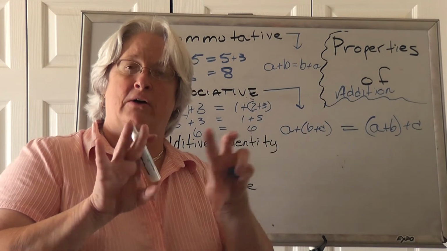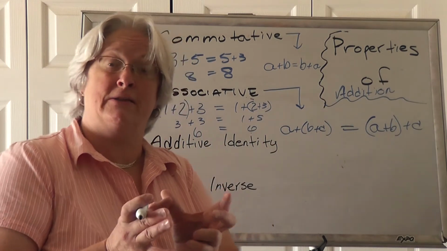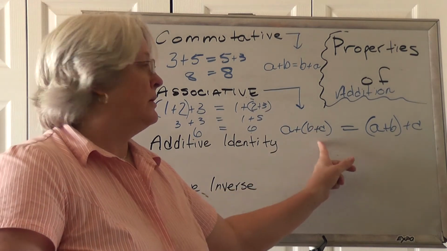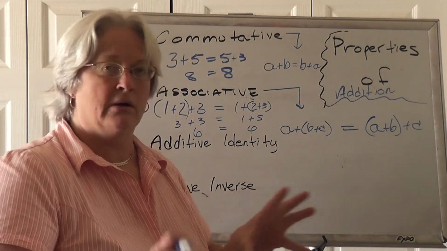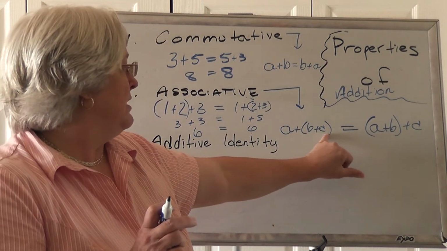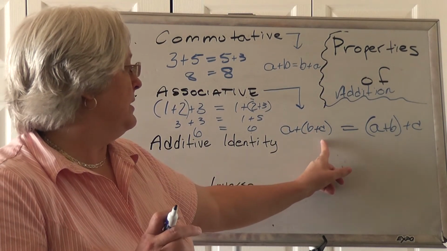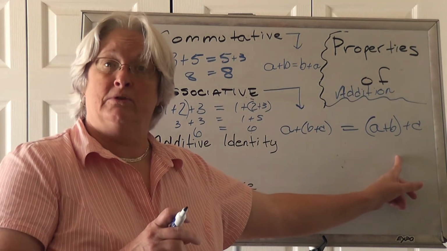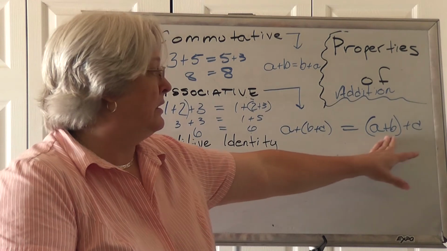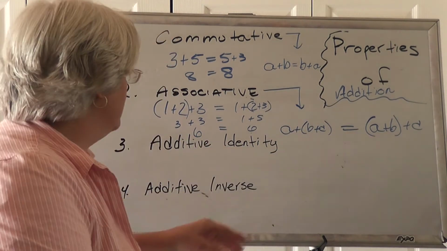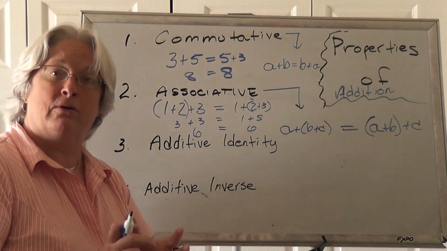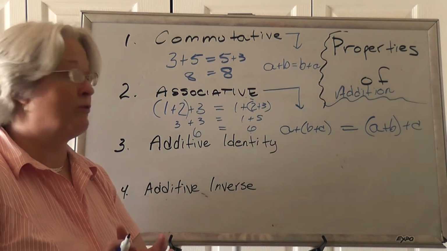When you have values inside of parentheses like this, did you notice how I read it? I said A plus the quantity B plus C. The quantity is how we pronounce parentheses when we're reading this. So A plus the quantity B plus C is equal to, or has the same value as, the quantity A plus B plus C. All this means is when you're adding three numbers together, it doesn't matter which two numbers you group together first.